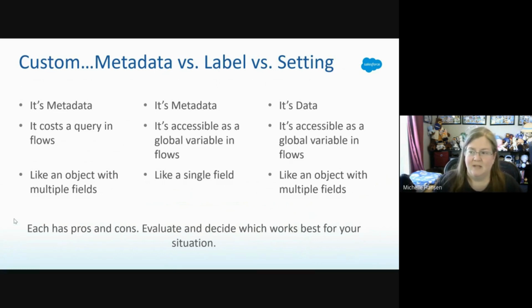Custom labels and custom settings, if you're using them in flows, they're accessible with a global variable, but it's going to cost you a query in Flow to look up that custom metadata object for right now. And then custom metadata really gives you the ability to have a framework like you can with an object, multiple fields of different types, and so will custom settings, but custom labels is literally just a single text field that you're going to put information in. So it's important to think about these different trade-offs and determine which you're going to use for your specific use case.